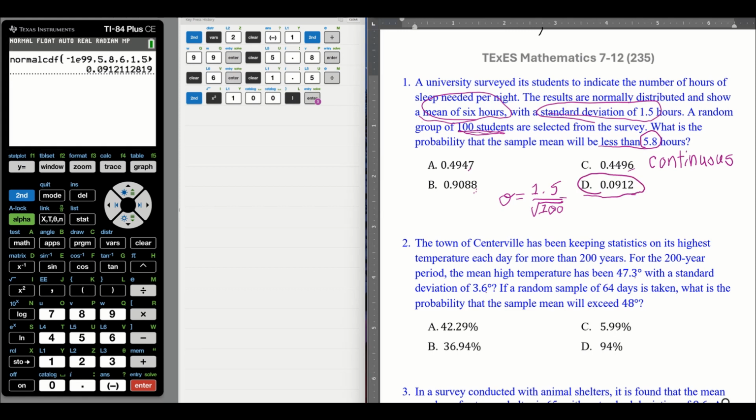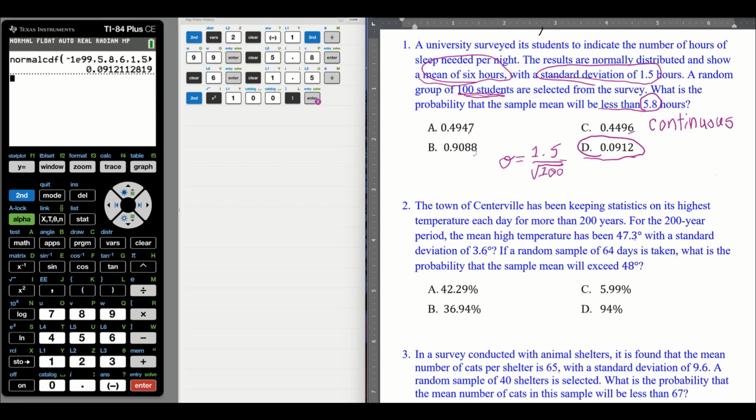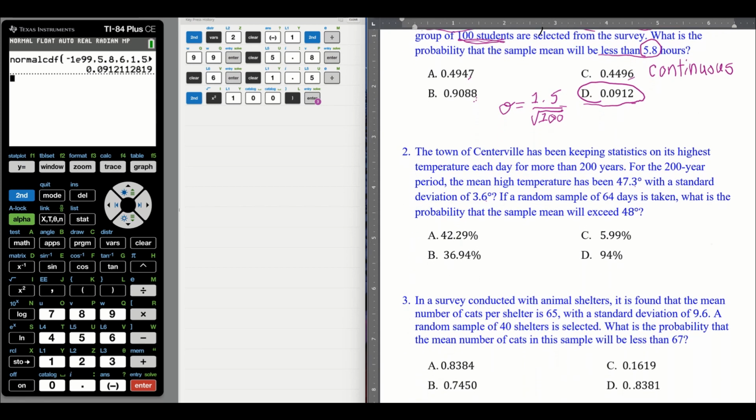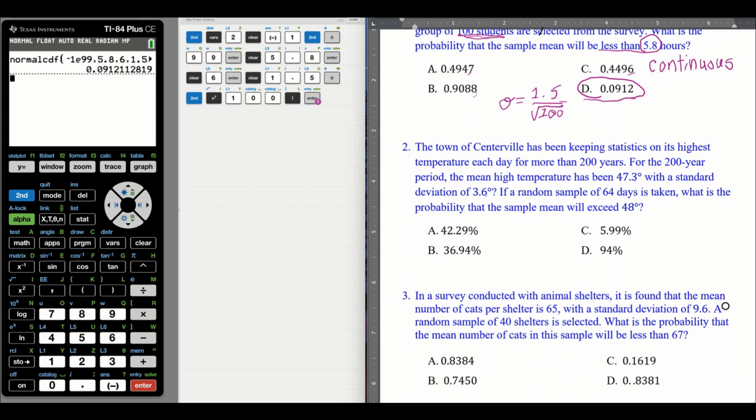Wonderful. Okay, now let's go to number 2. Pull that up. If we have to, we can go back up to our checklist and take a look as is.